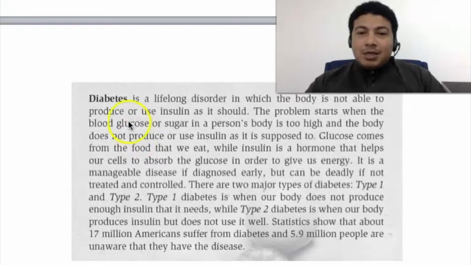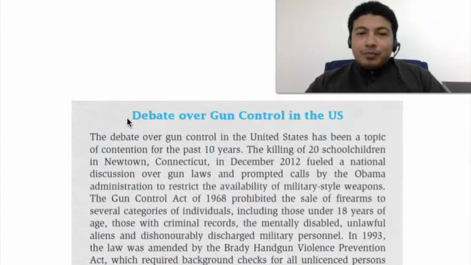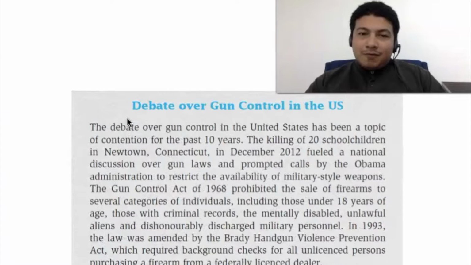The topic is diabetes for this paragraph, and the stated main idea is that diabetes is a type of health problem or disorder where the body is not able to produce insulin as a normal body would. And the same goes for this paragraph.